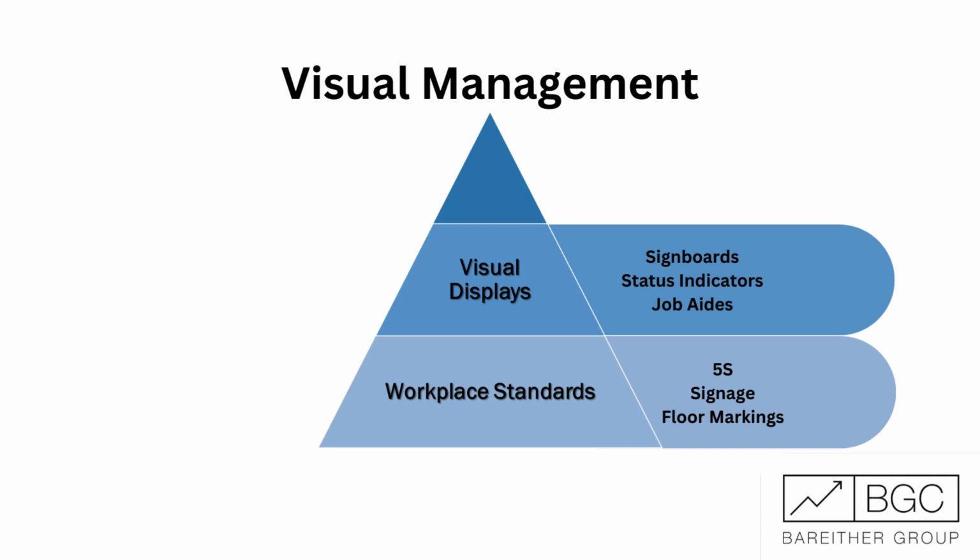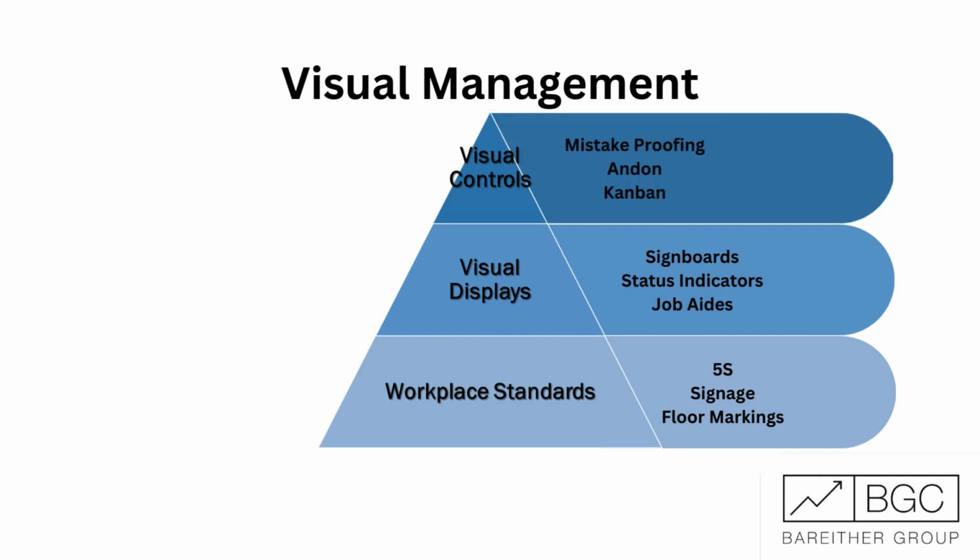And then the top layer is visual controls. So these are things that help us mistake proof, or the use of things like andon signals to let us know when we're off track, or kanban, or when we need to take action and start a certain process. Now what's interesting is if we jump in at a higher level, the process is unstable without the foundation built beneath it. So we need to have clearly articulated standards, then we can start to display performance, and then we can control the process to prevent mistakes from happening.